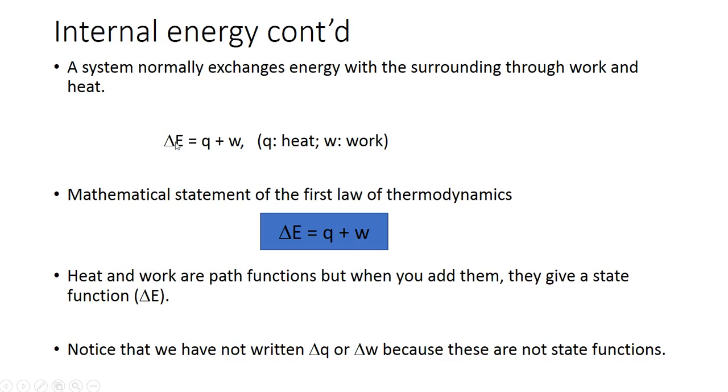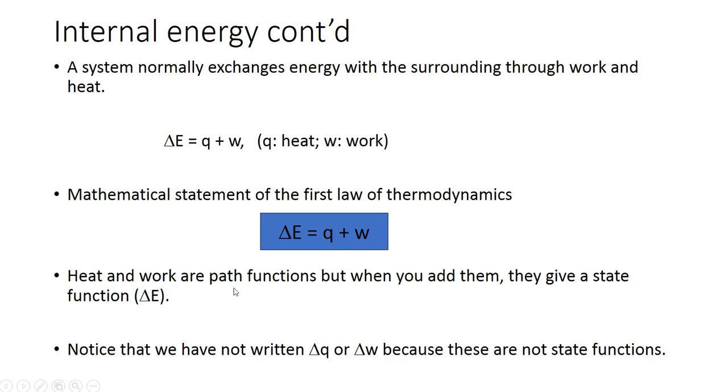So we can say change in internal energy is given as Q plus W, where Q is heat, W is work. This is what we call the mathematical statement of the first law of thermodynamics. So let's take note of this. It's very, very important. Delta E is equal to Q plus W. That's the mathematical statement of the first law of thermodynamics.